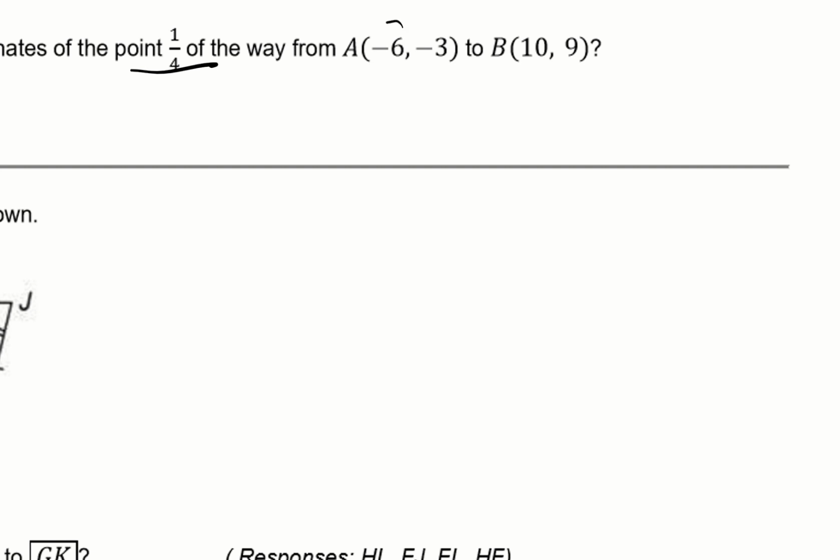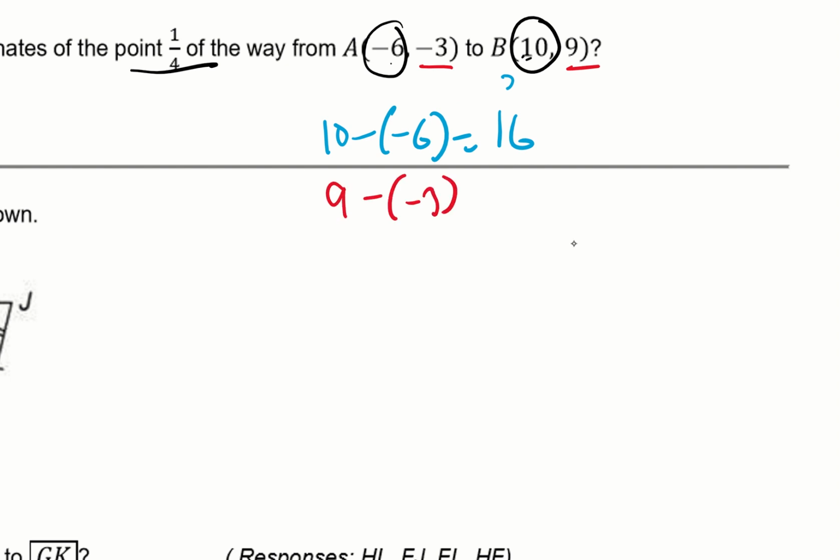So we take the distance in the x direction. So how far is it from -6 to 10? Well, you can find it by doing 10 minus -6, which is going to be 16. Now let's do the distance between the y's. So that's going to be 9 minus -3. And then, of course, you're going to do the absolute value of these numbers. And then that'll give you 12.